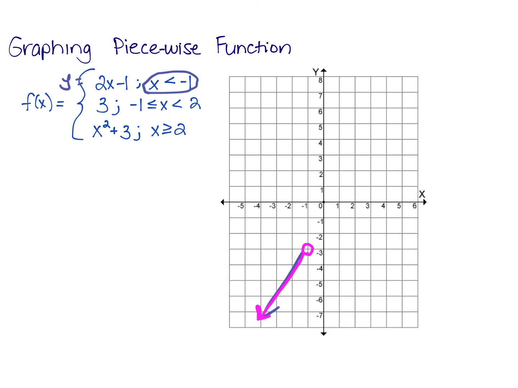If I go to the next one, which would be y equals 3, this would be a horizontal line through 3. And it says this is true for where it's negative 1 to positive 2, including the negative 1, which would get the solid dot, and up to positive 2, but not including positive 2, so that's going to get the open dot.